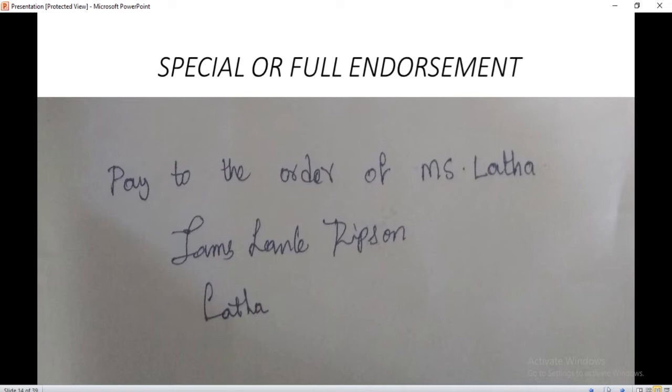The endorser, here see, the endorser mentioned especially the name Miss Lata, and he puts his signature. While withdrawing, Lata also needs to put her signature.